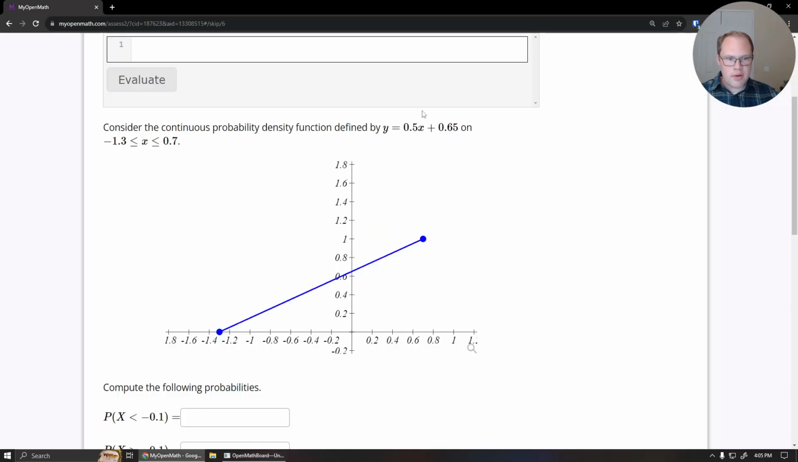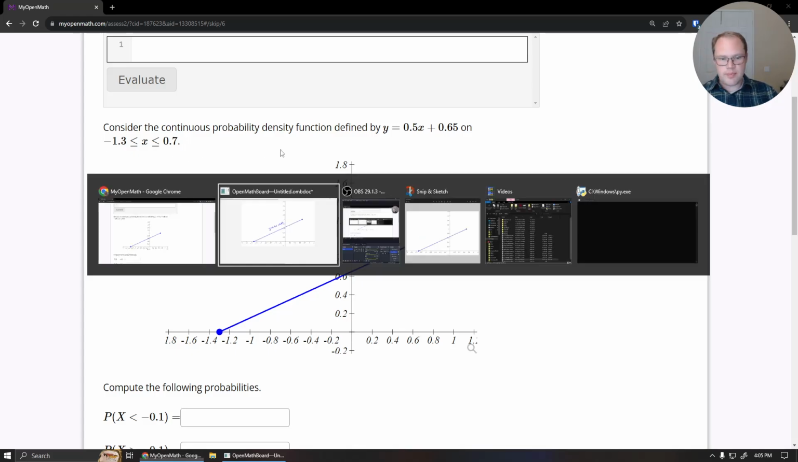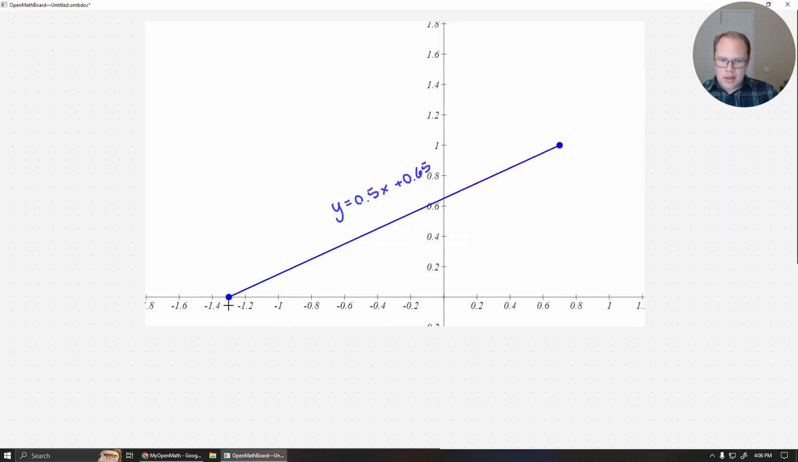And we do have limits, right? We can't just plug in any x. The x has to be between negative 1.3 and 0.7. And we could see that here. Here's negative 1.3, this left side. And here's positive 0.7. So the graph stays within those bounds.